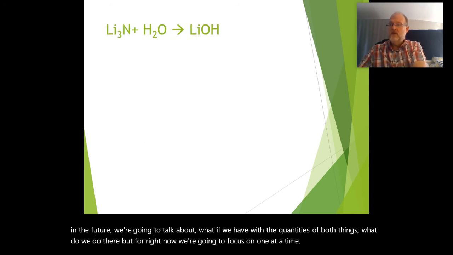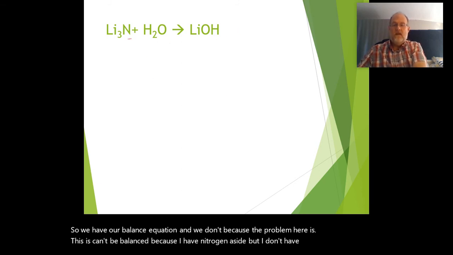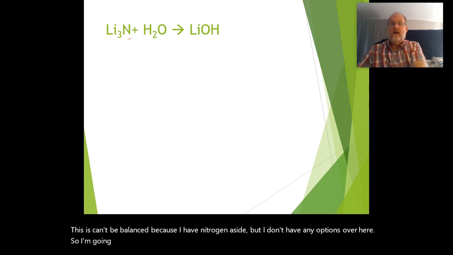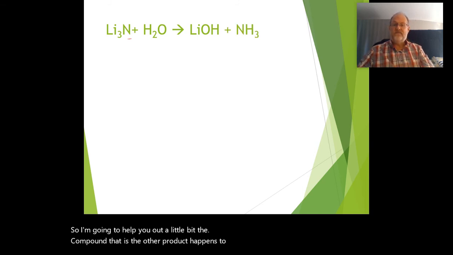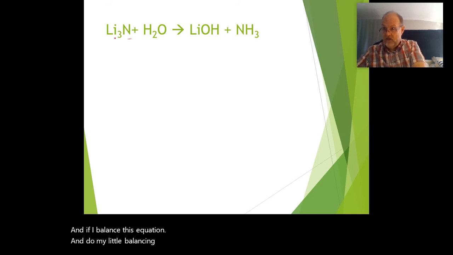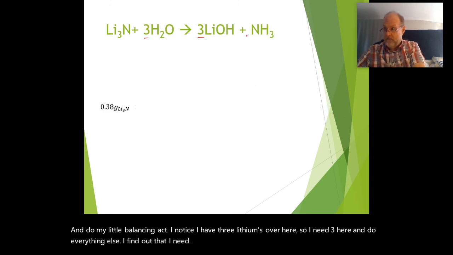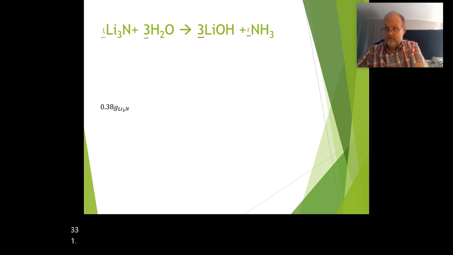So we have our balanced equation, and we don't, because the problem here can't be balanced, because I have nitrogen on this side, but I don't have any nitrogens over here. So I'm going to help you out a little bit. The compound that is the other product happens to be ammonia. Okay. And if I balance this equation and do my little balancing act, I notice I have 3 lithiums over here, so I need 3 here. And doing everything else, I find out that I need 1, 3, 1, and 3.